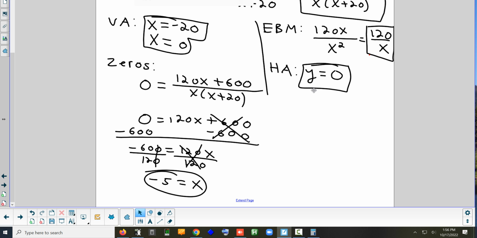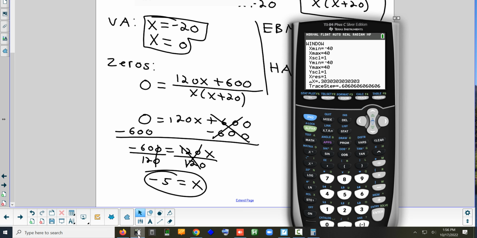How much past it you go is kind of up to you. But actually, I already have it typed in, -40. X max, well, we definitely want to make sure we see 0. But I wouldn't stop right at 0. I would go a little past it. So let's try 40 and see how it works.